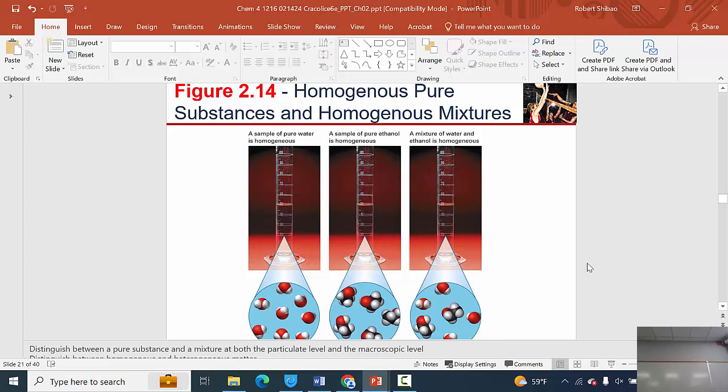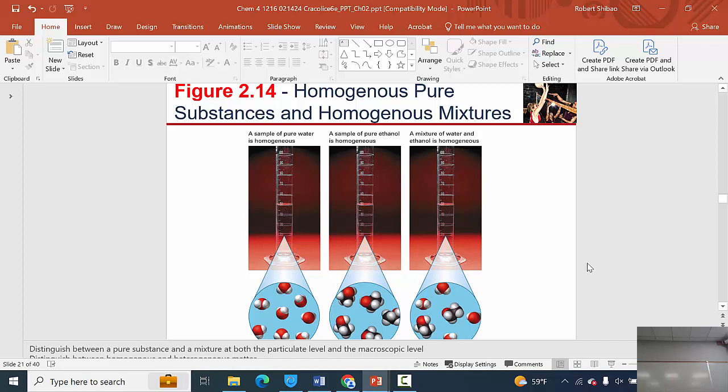But it turns out that this is pure water. You know what this is? Ethanol. Recognize the molecules. And this is ethanol in water.